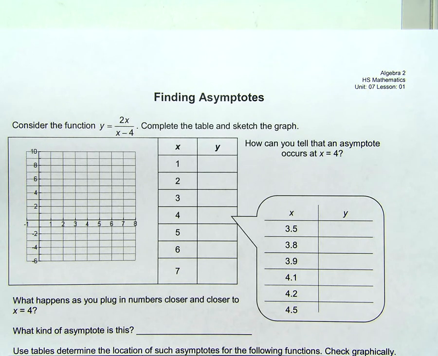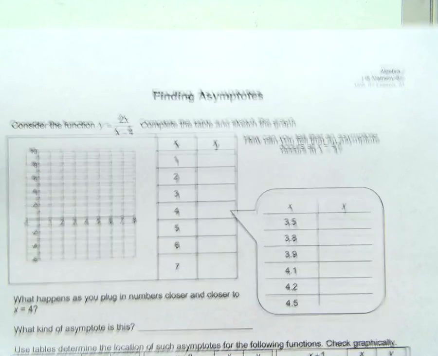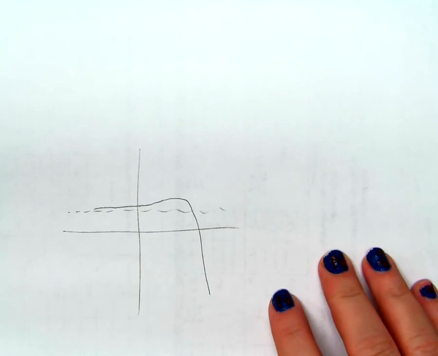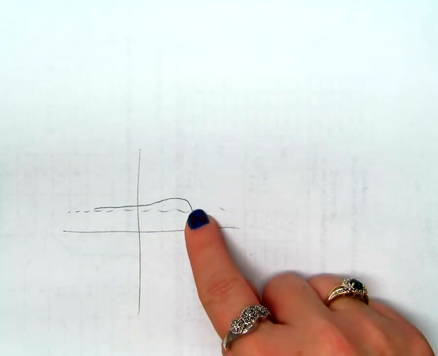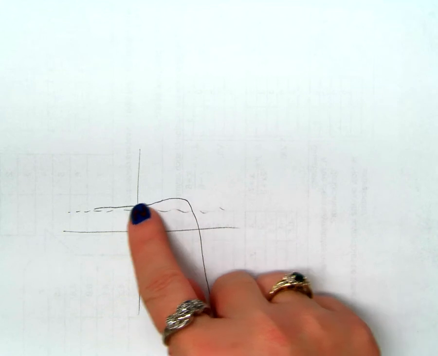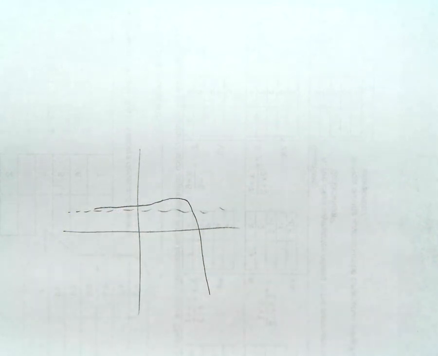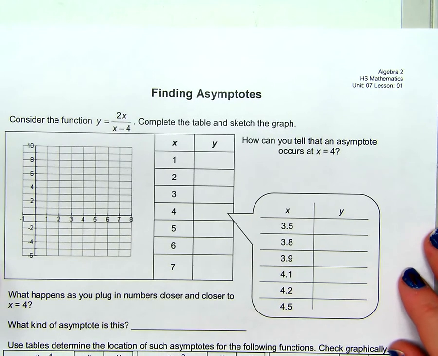You cannot cross vertical asymptotes. Okay, vertical asymptotes will not be crossed. Sometimes we can cross the horizontal asymptote. For example, something like this, you might have a horizontal asymptote right here. The graph might initially cross it, but then approach it like a traditional asymptote would look. Okay? So let's talk specifically about finding asymptotes.